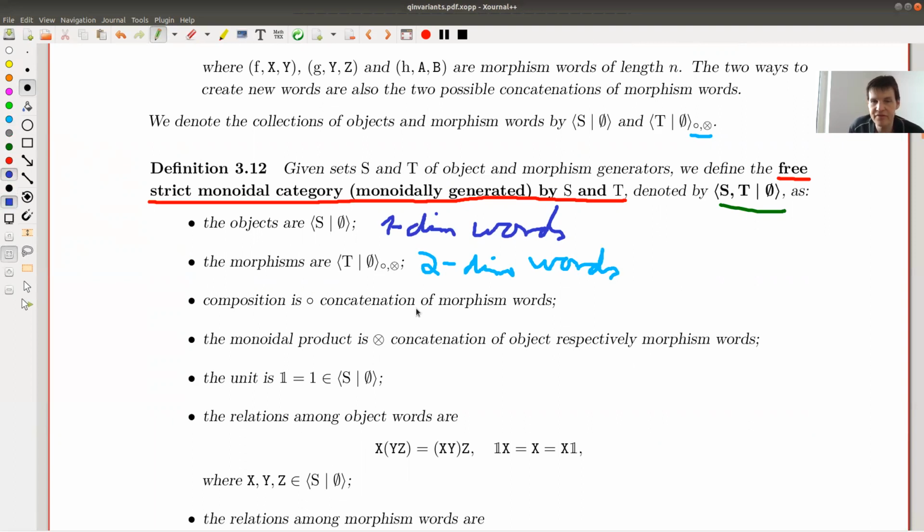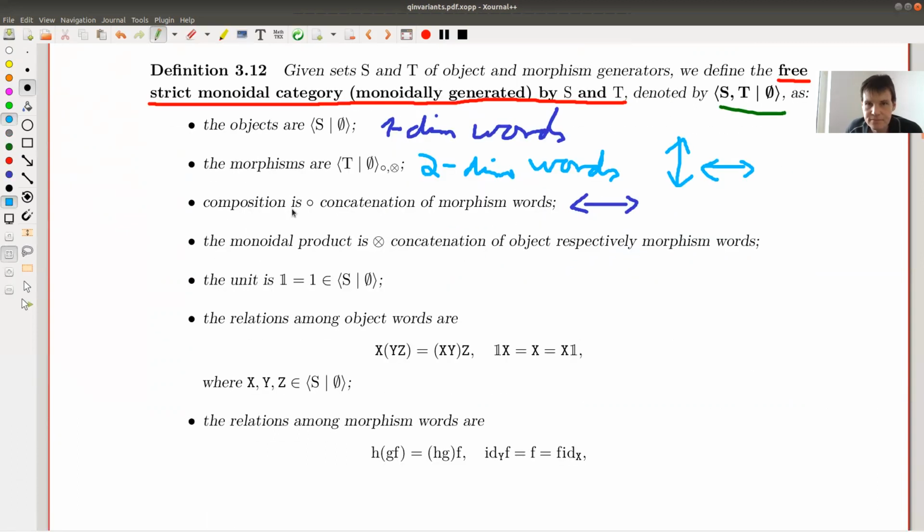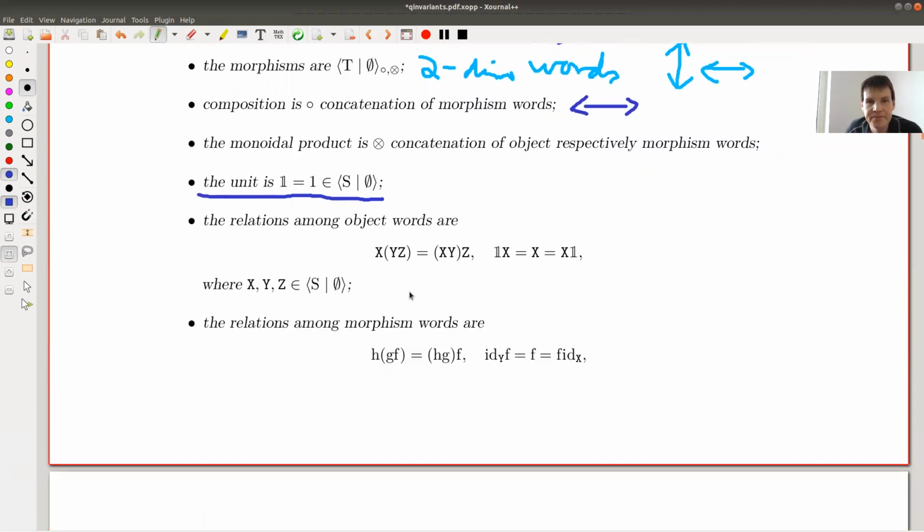And composition of words is concatenation horizontally, and for those guys you can concatenate vertically or horizontally. But as you know it from last time, you can stack things together in two directions. That's why a monoidal category is actually secretly a two-dimensional object. The unit is what it is. It's the empty thing in the monoid.